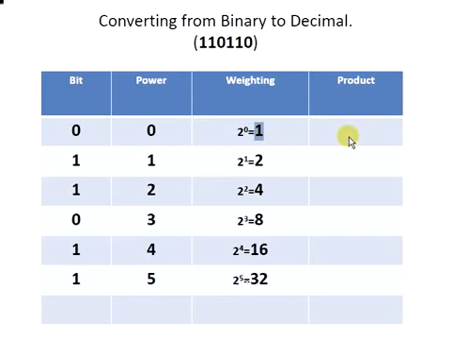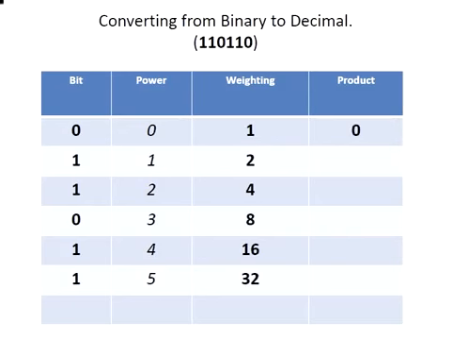So in the first case, I've simplified there. 0 times 1 gives us 0. 1 times 2 gives us 2. 1 times 4 gives us 4. 0 times 8 gives us 0. 1 times 16 gives us 16. And 1 times 32 gives us 32.